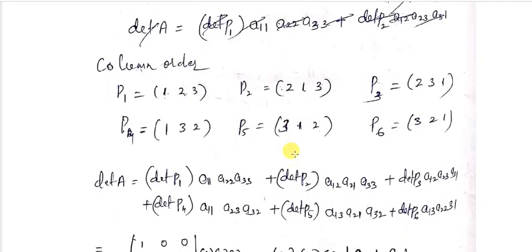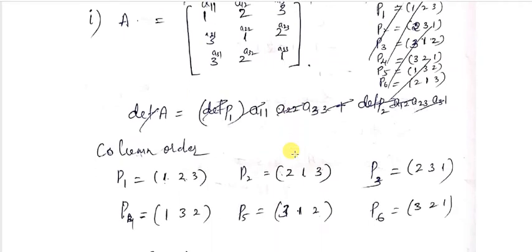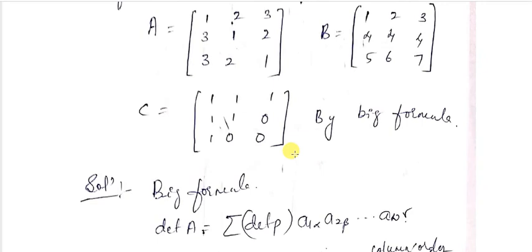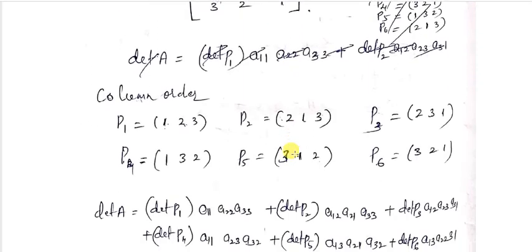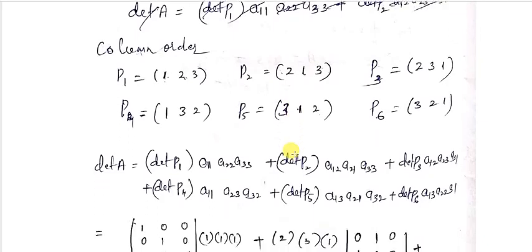Let me present the formula first. The general formula I have written, since we have 3 cross 3 matrices, for which we have to find the determinant using the big formula. With reference to the column orders of the permutation matrices, let us expand the big formula. With reference to the column order 1, 2, 3, the first term of the big formula will be the determinant of P1 times A11, A22, A33. The first suffixes are common for all the coefficients A1, A2, A3. The second suffixes 1, 2, 3 represent the column order. Remember this. In the big formula, I will have 6 terms.